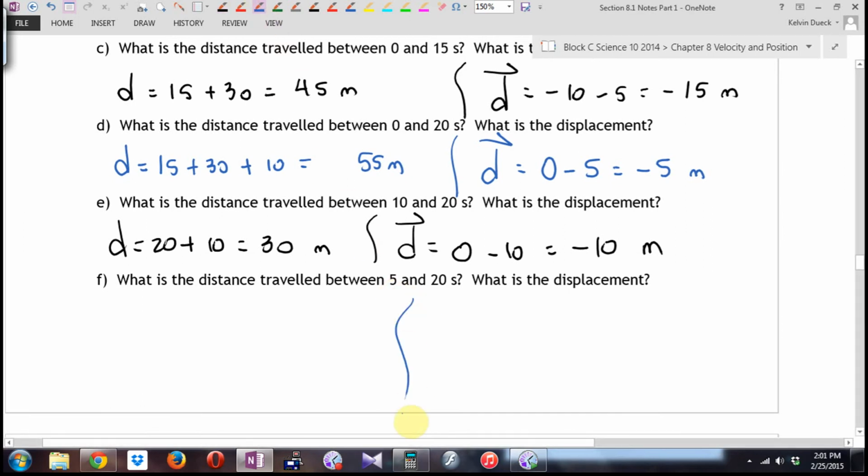What's the distance traveled between 5 and 20? What's the displacement? Try this one on your own. Oops, put a displacement. There we go. Get rid of the vector. Try this one on your own. See if you can get these two as well. So between 5 and 20, distance, and then 5 and 20, displacement.